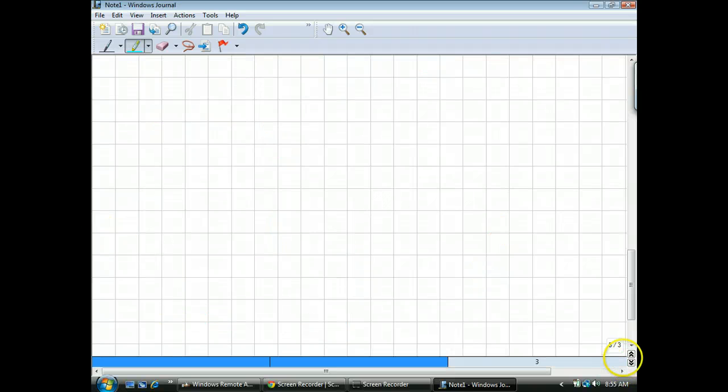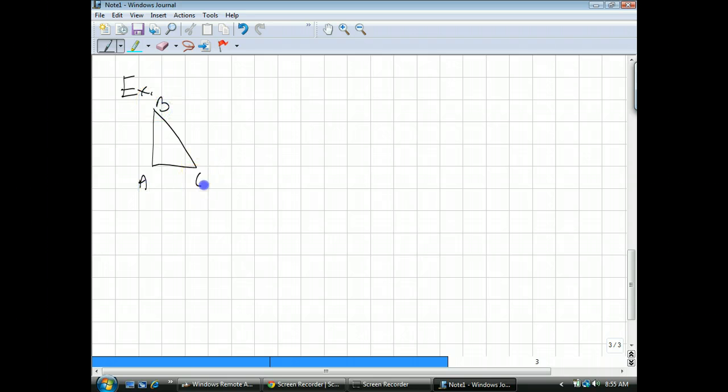Okay? So example. So if I have this triangle, A, B, C, and this triangle, E, F, D, and I know this about the triangles. Okay? So I'm telling you they're congruent.